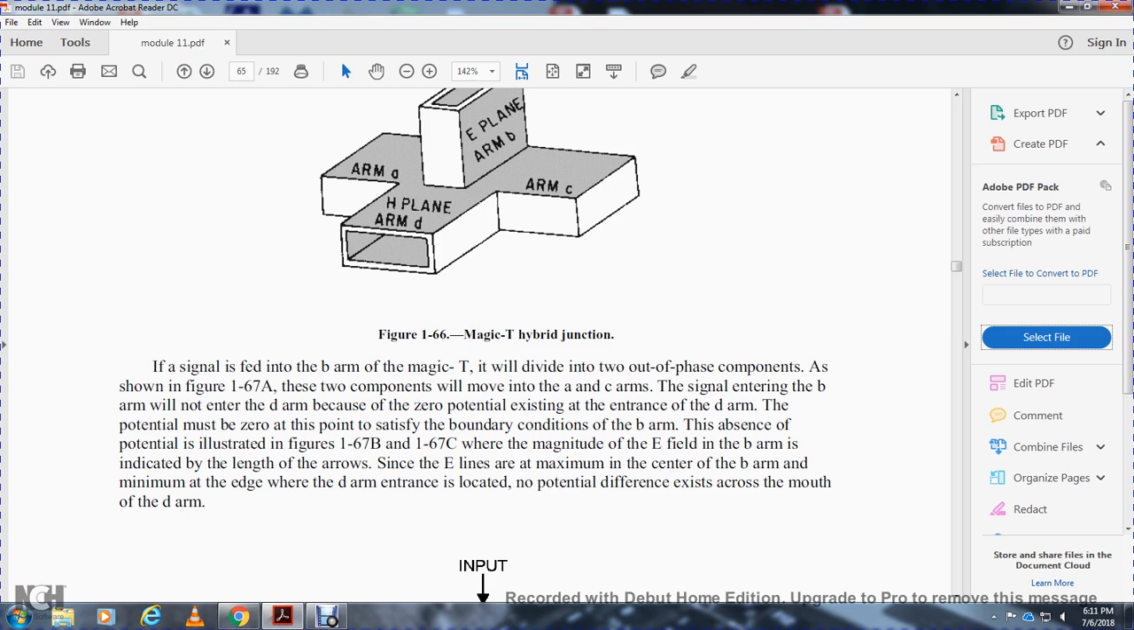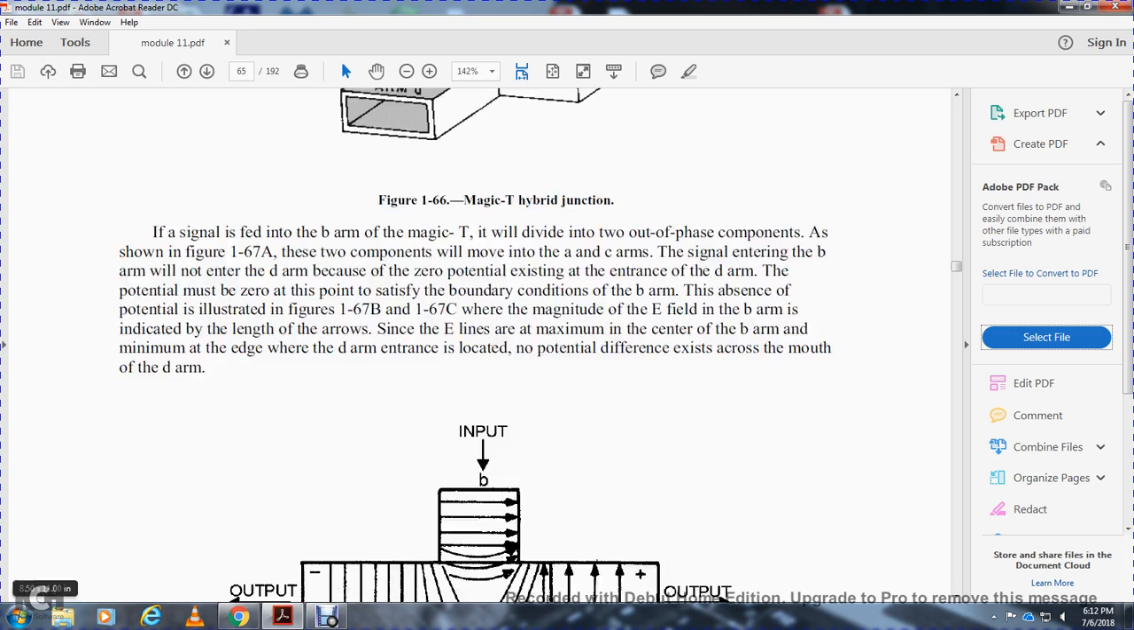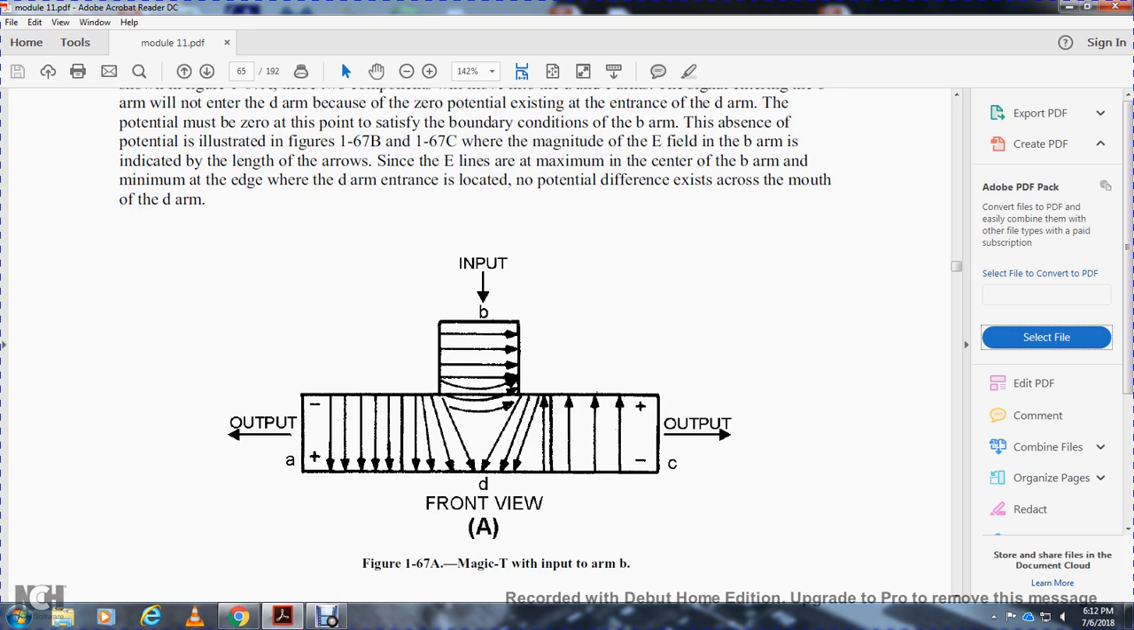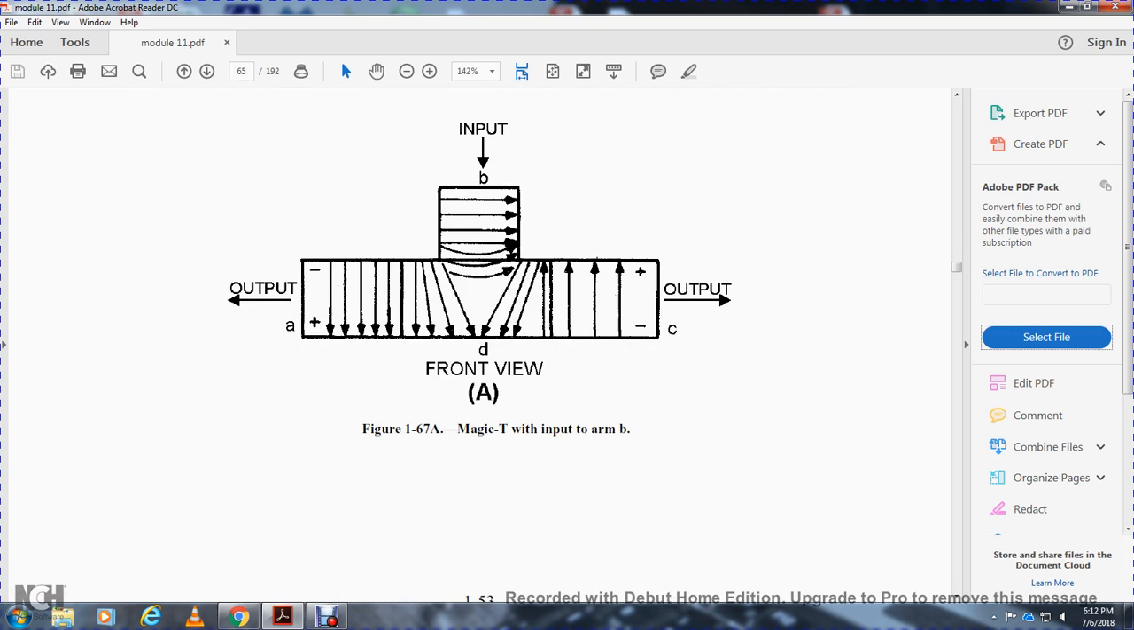In Figures 167B and C, the magnitude of the electric field in the B arm is indicated by the length of the arrow, since the electric field is at maximum in the center of the B arm and at minimum at the edge of the D arm. There is no potential difference across the mouth of the D arm. Show the inputs A, D, and output B. The Magic T.